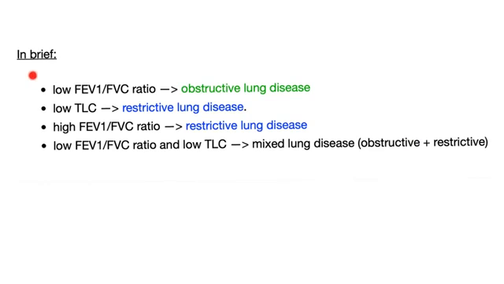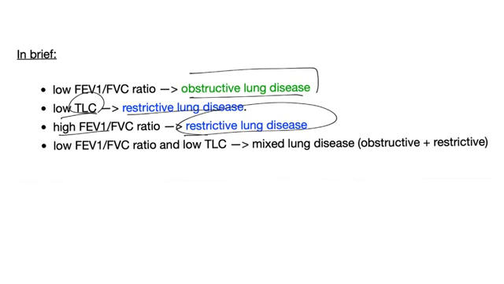Now let's summarize. In brief, not boxers. Low FEV1 to FVC ratio, that's an obstructive lung disease. Low TLC, that's probably a restrictive lung disease, restricted from filling. High FEV1 to FVC ratio, this is a restrictive lung disease.